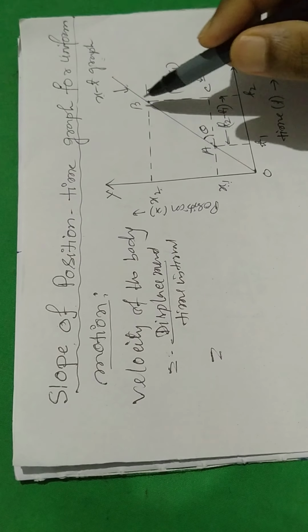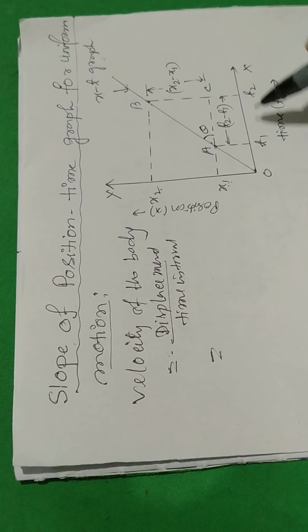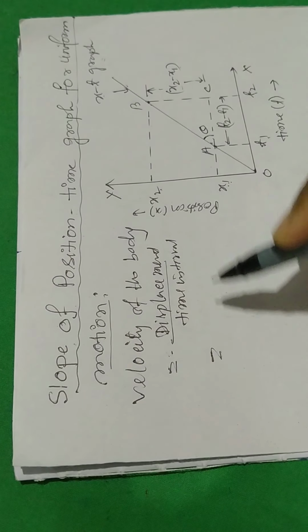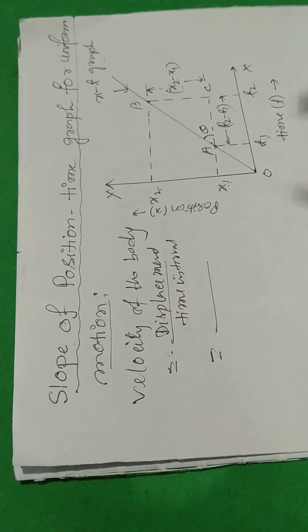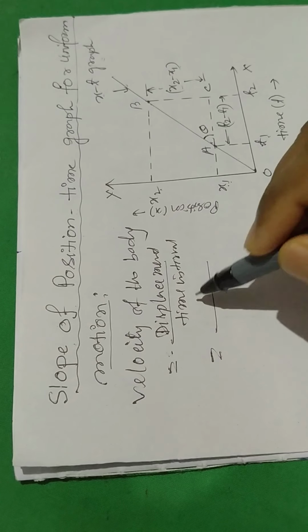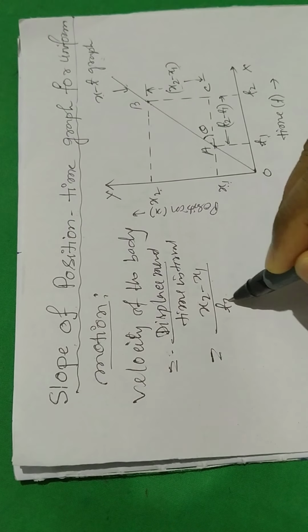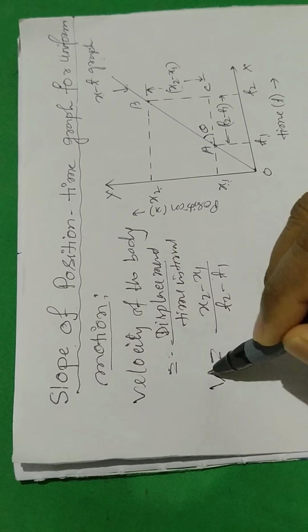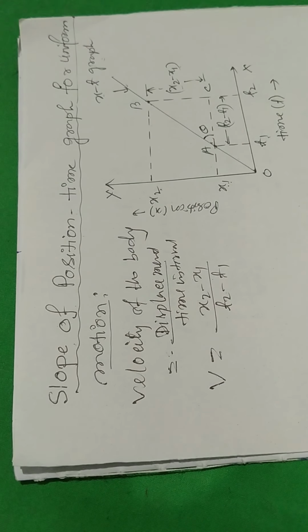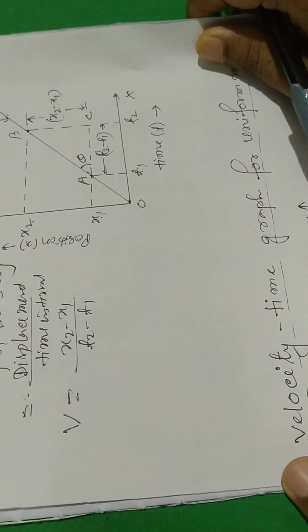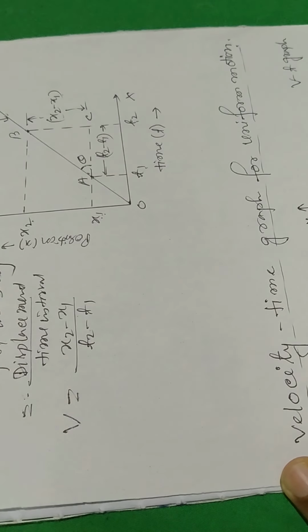Now the displacement in the time interval t2 minus t1 is x2 minus x1. So the displacement x2 minus x1 divided by t2 minus t1 is equal to v, the velocity. Now I am going to write the slope of the x-t graph.